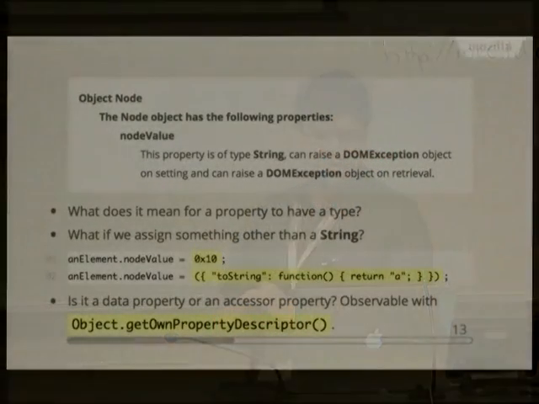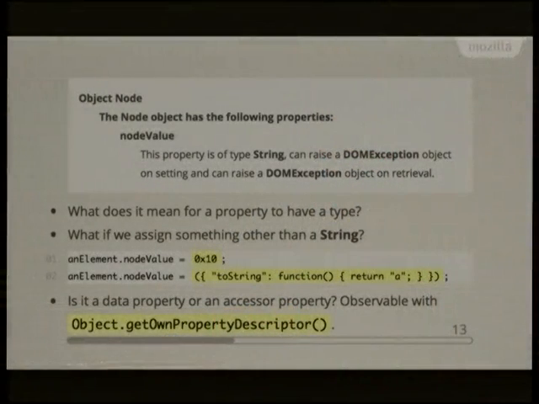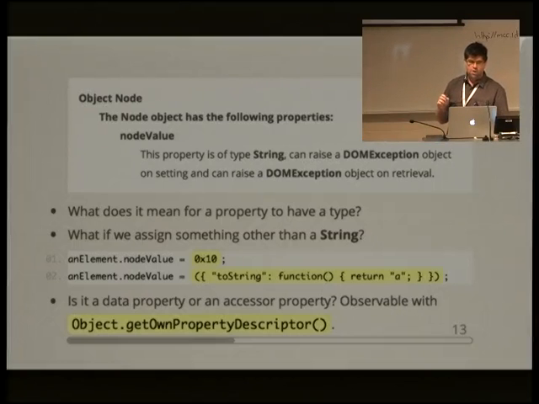For an attribute, here we have the wording for the nodeValue attribute, and it says the property is of type string and can do some things with exceptions if you try and set bad values on it. So firstly, what does it mean for a property to have a type in JavaScript? That doesn't really make sense either. Values have types in JavaScript, but properties can take on values of any type. There's no strict typing in JavaScript. So what does it really mean to say that the property is of type string? What does it mean if we try and assign a value of a type other than string to that property?